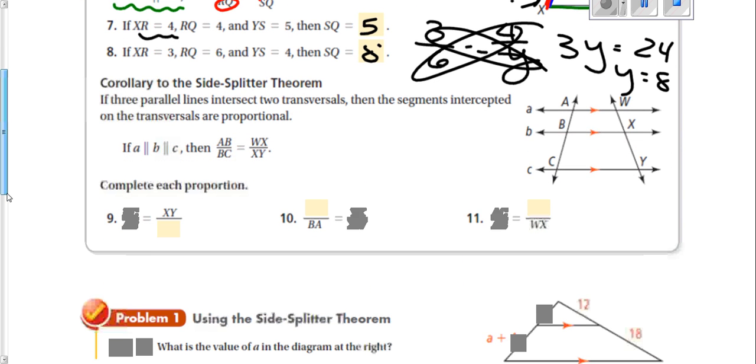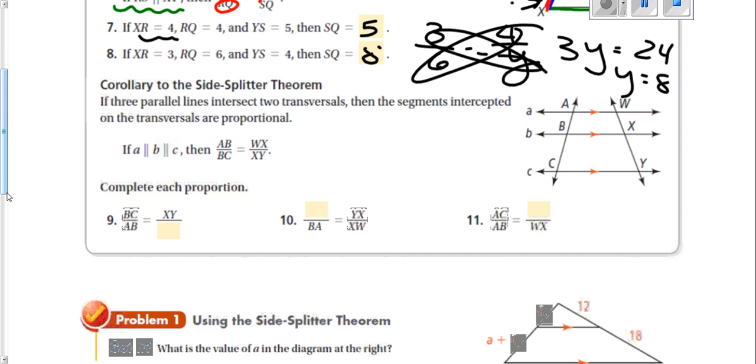All right, corollary, meaning another way to think of it. If 3 parallel lines intersect 2 transversals, then the segments intercepted on the transversals are proportional. Okay, same thing except we're just not looking at a triangle. So pretty much if parallel lines are cut by other lines, we're talking proportionality between the sides. So if A, B, and C are parallel, then AB over BC, okay, so the chunks in between, is equal to WX over XY. Okay, so same thing, pretty much.